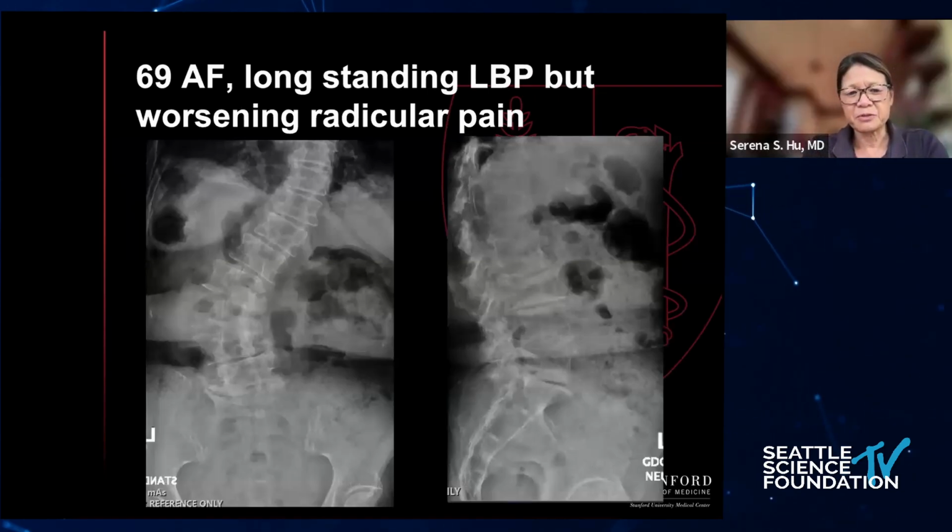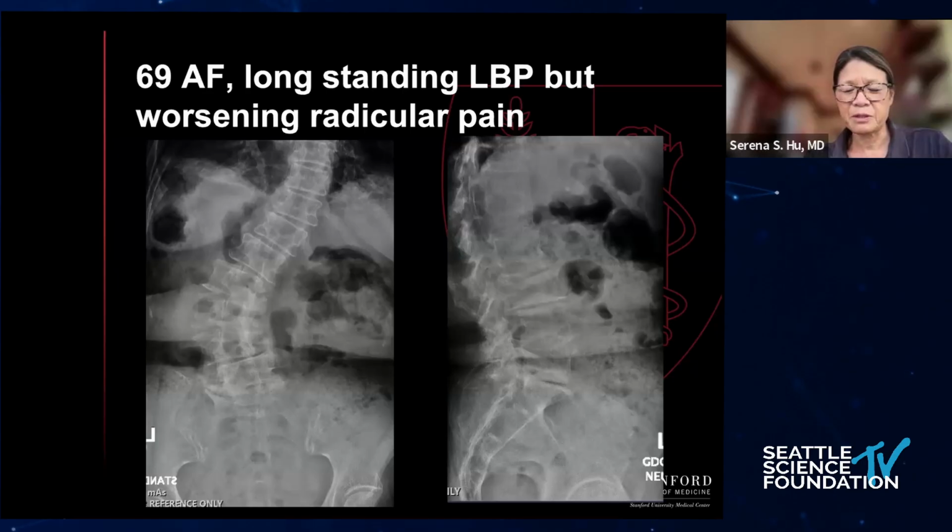This is a patient who has kind of an interesting story. She was a 69-year-old Asian female. She had longstanding low back pain, but worsening radicular pain. She knew about her scoliosis, but really wasn't bothered by it. But looking at this curve, I think a lot of us would say, wow, she's got lateral listhesis, a coronal deformity and a coronal decompensation. She's got loss of lordosis. We should really do a big operation on her.